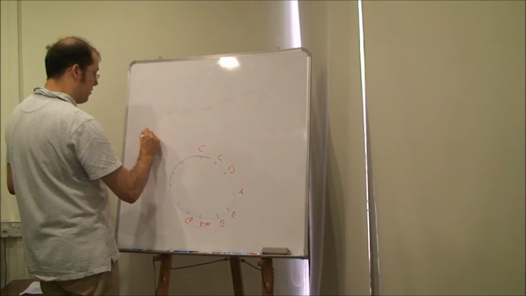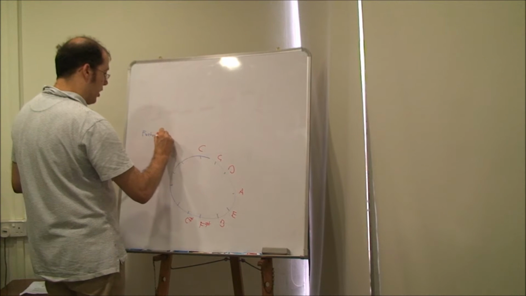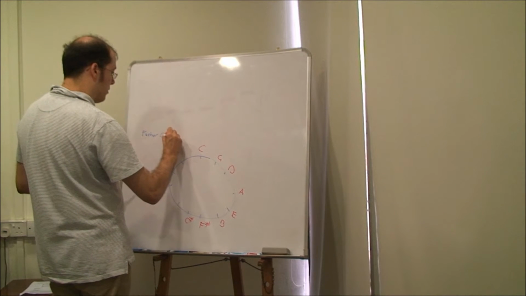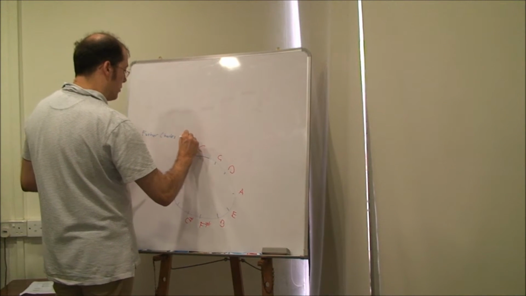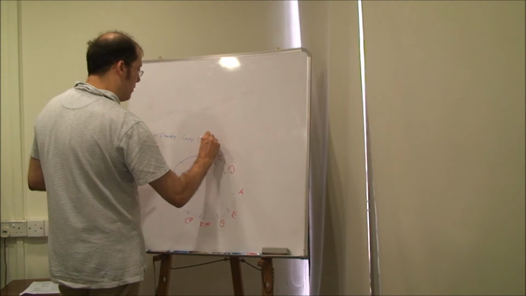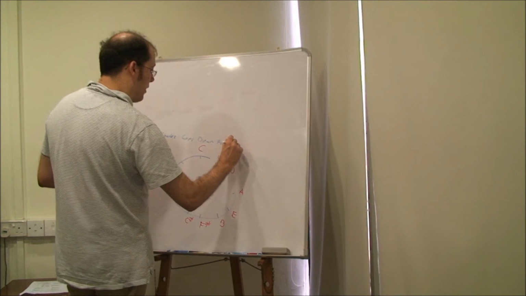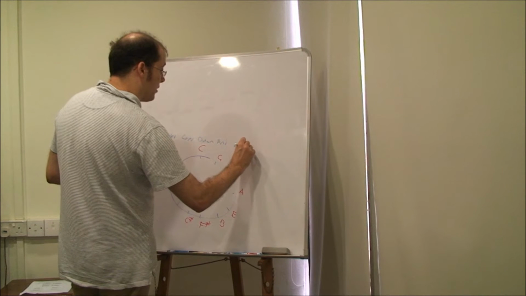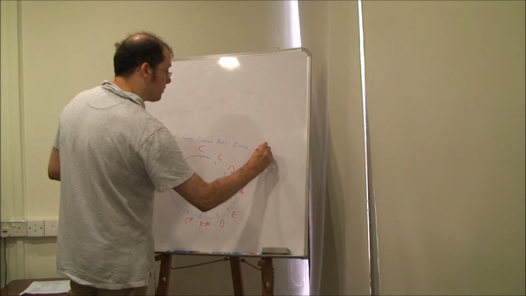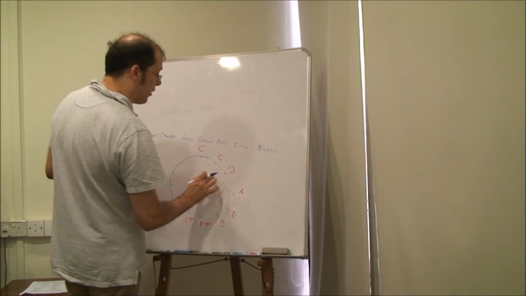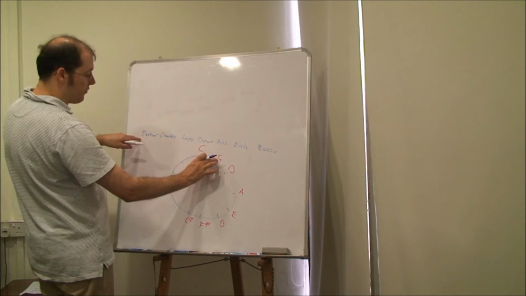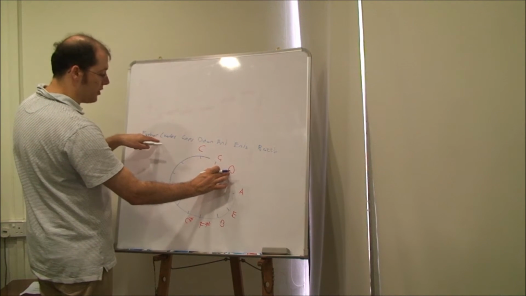And so the sharps go: Father Charles goes down and ends battle. So G major has an F sharp, D major has an F sharp and a C sharp.